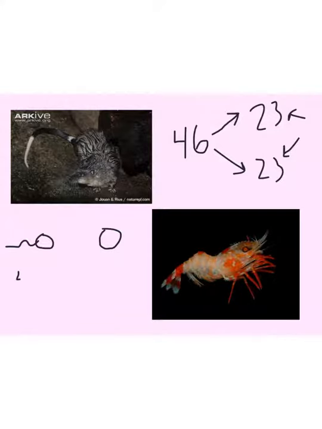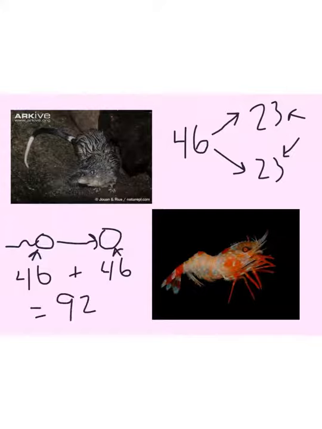Let's just say they stayed at 46 inside the sperm and 46 chromosomes inside the egg. When those two come together at fertilization, the sperm's 46 would come together with the egg's 46, and that would equal 92 chromosomes. Your child would have 92 chromosomes. You guys have 46. Your kid would have 92.